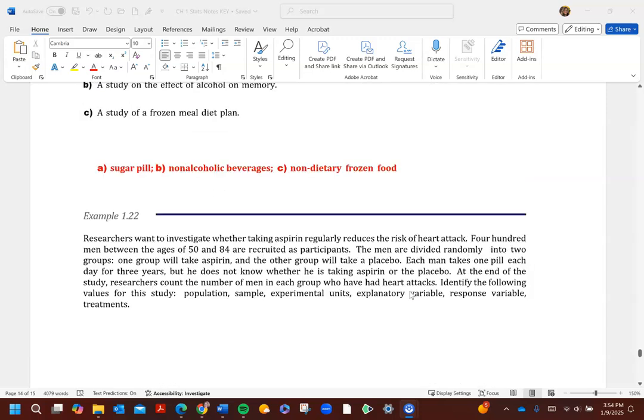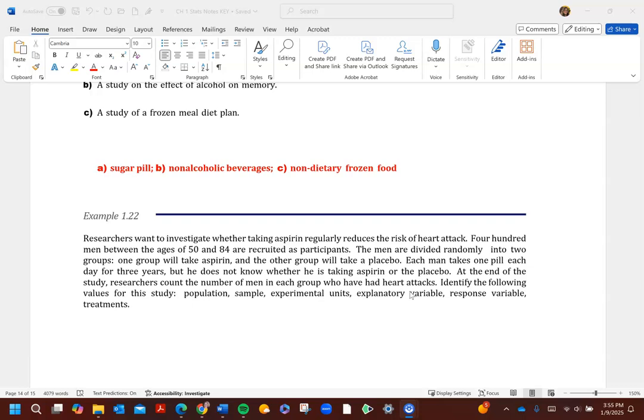Example 1.22, researchers want to investigate whether taking aspirin regularly reduces the risk of heart attack. 400 men between the ages of 50 and 84 are recruited as participants. The men are divided randomly into 2 groups. One group will take aspirin and the other group will take a placebo. Each takes 1 pill each day for 3 years, but he does not know whether he is taking aspirin or the placebo. At the end of the study, researchers count the number of men in each group who have had heart attacks.